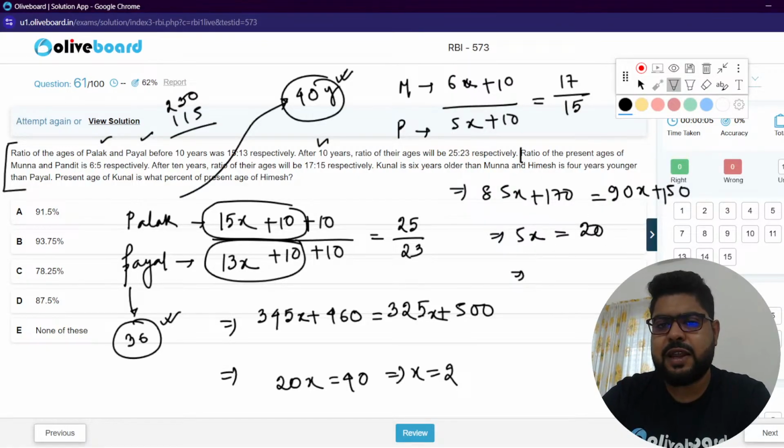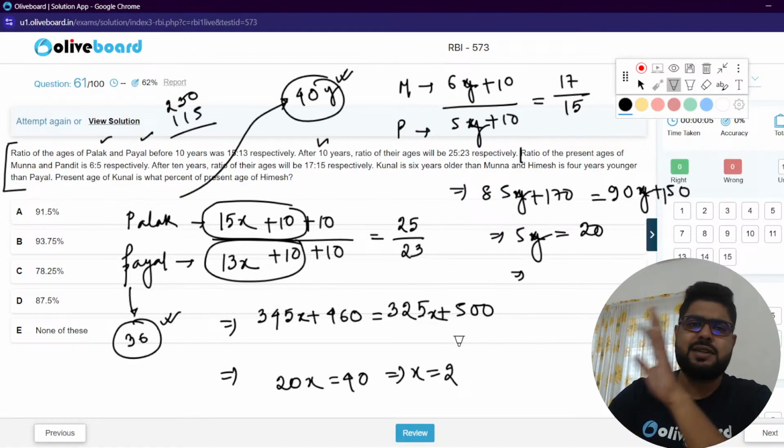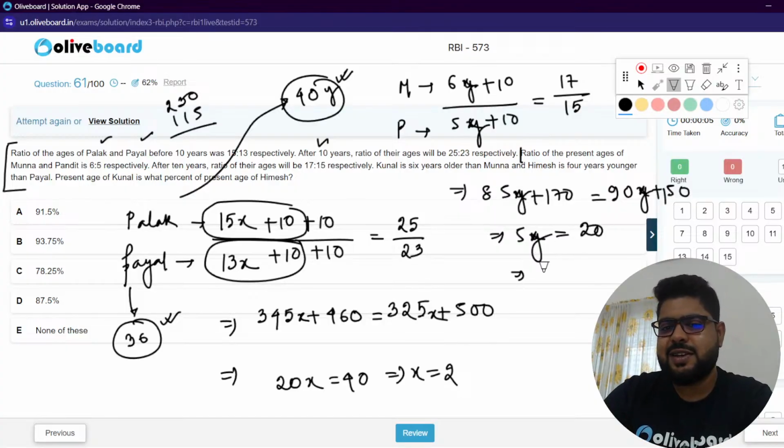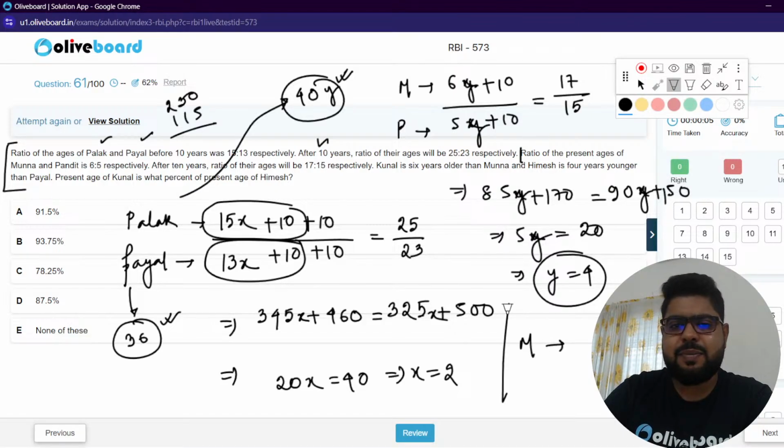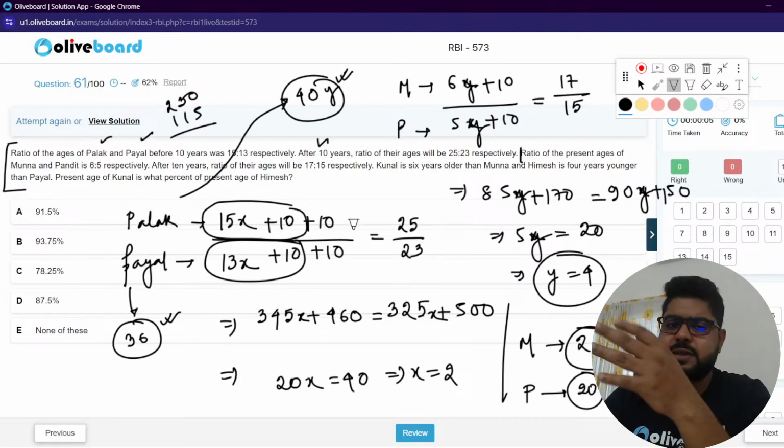Sorry, actually, I should have taken a y, because the same question with two x is not really good looking, right? So y is 4, sir. So Munna's present age is 6 fours are 24, and Pandit's present age is 5 into 4, that is 20, sir. Correct, sir. Now let's move on.